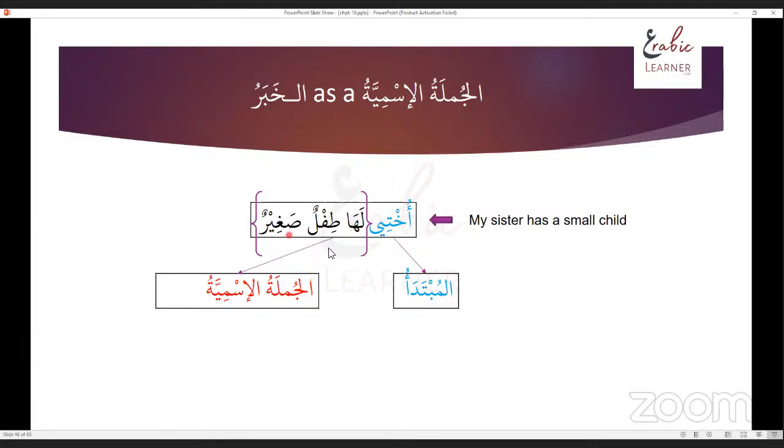This itself is Jumla Ismiyah. So this is what? This is Khabar. Okay, and Khabar is Marfu. So what will I say? Fi mahalli rafin.